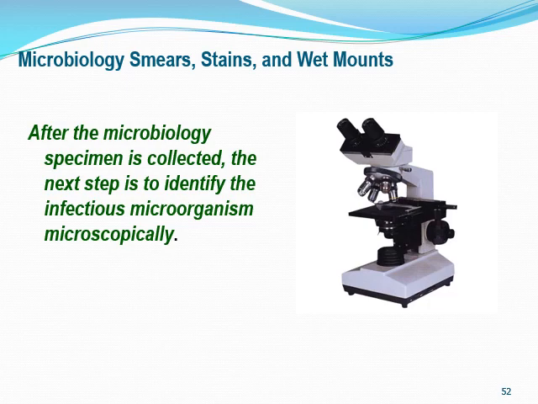So when we talk about smears, stains, and wet mounts, after the microbiology specimen is collected, the next step is that we need to identify what infectious organism we have. A lot of times that means making wet mounts, stains, and smears so that we can put it under the microscope and the doctor or a clinical laboratory scientist can look in there and see it. As a medical assistant and a lab assistant, you might have the job of making these smears, these stains, and doing these wet mounts. So you need to know the steps it takes to do this.